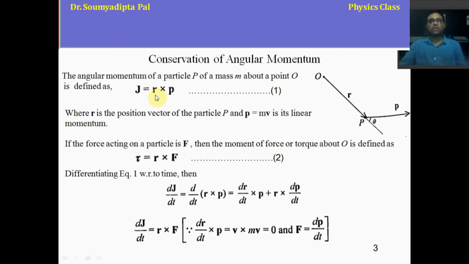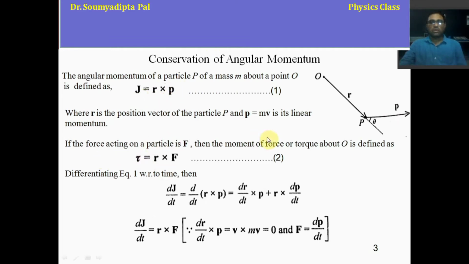So we write r cross p, where we are rotating our system from r to p. That's why we get this J. J is the angular momentum, and the direction of J will be inside this laptop screen, right? So you know that J equals r cross p.